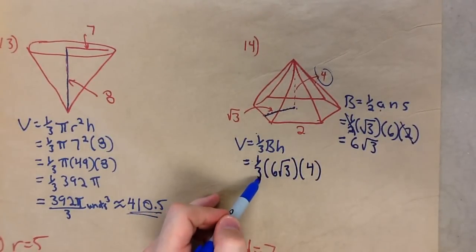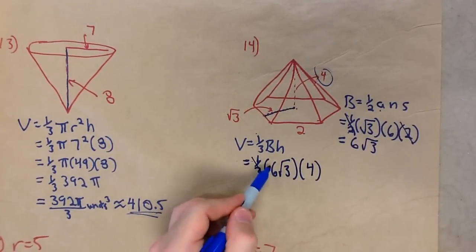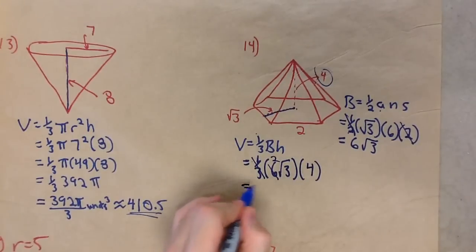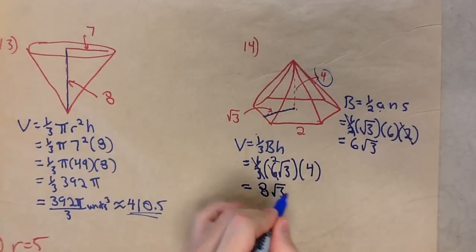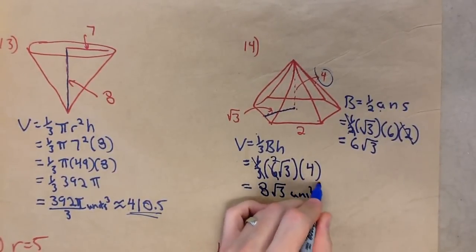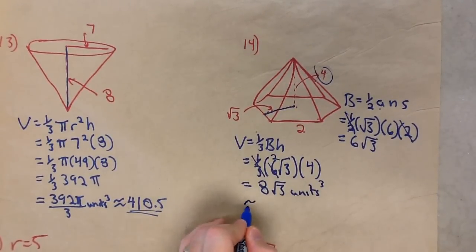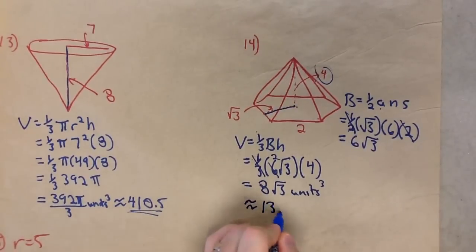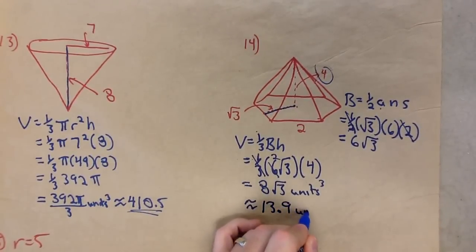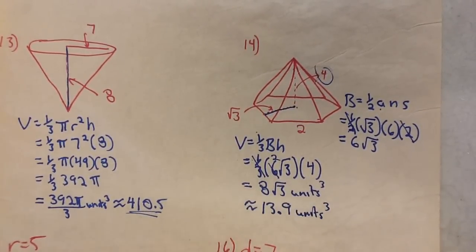Now, I can take 6, divide it by 3. This becomes 2, and I now have 8√3 units cubed. If you want that as a decimal, you could do 8 times √3, and that's approximately 13.9 units cubed.